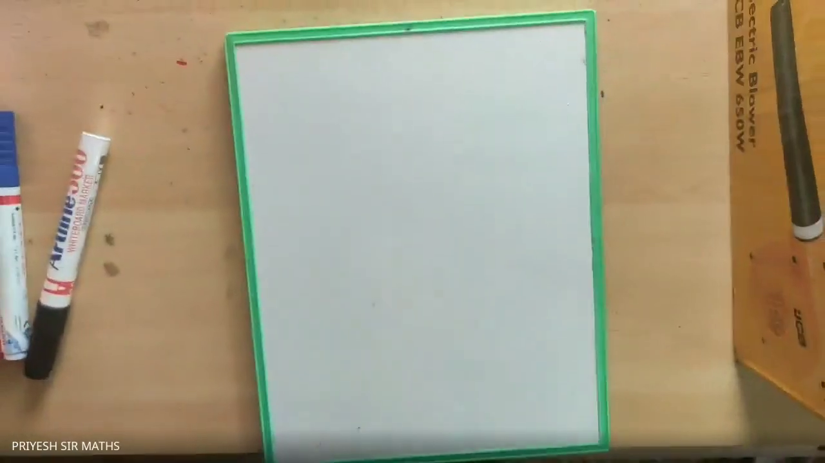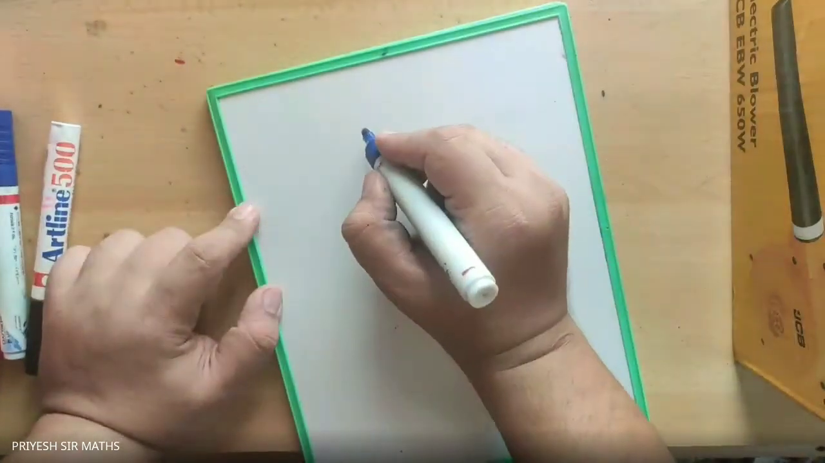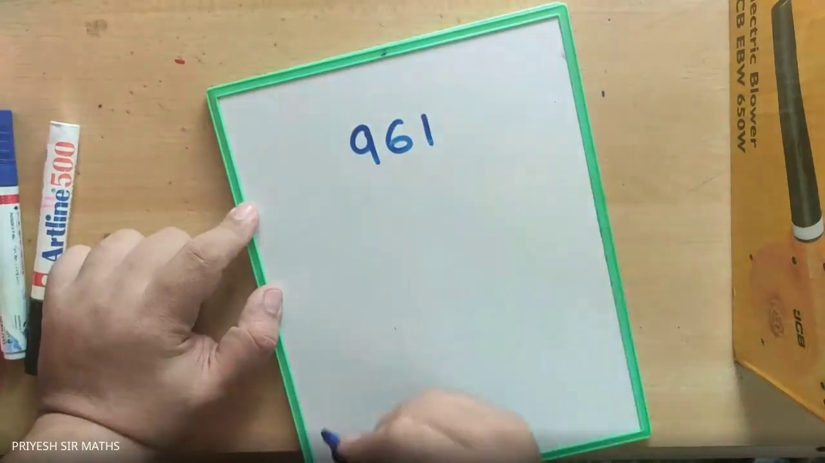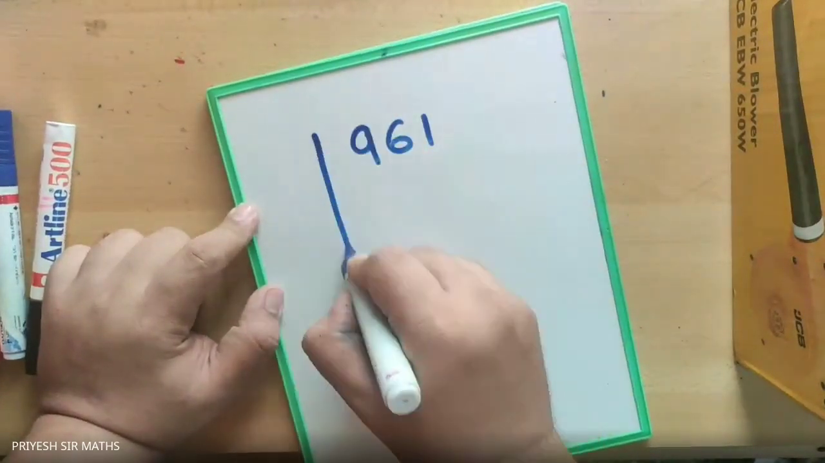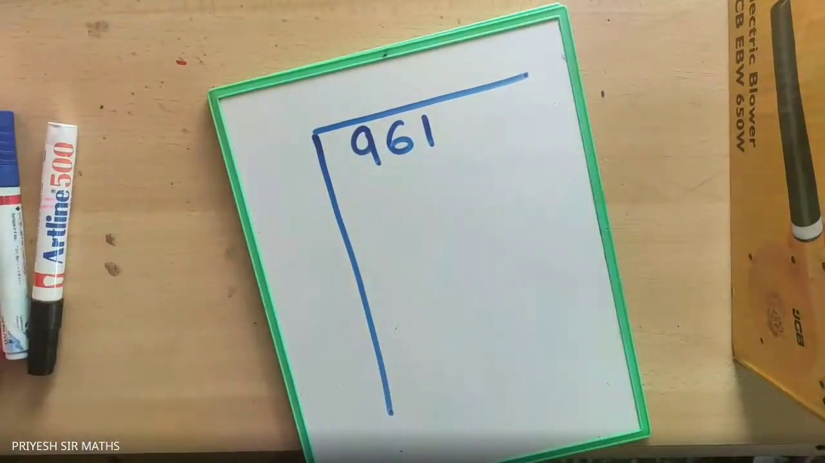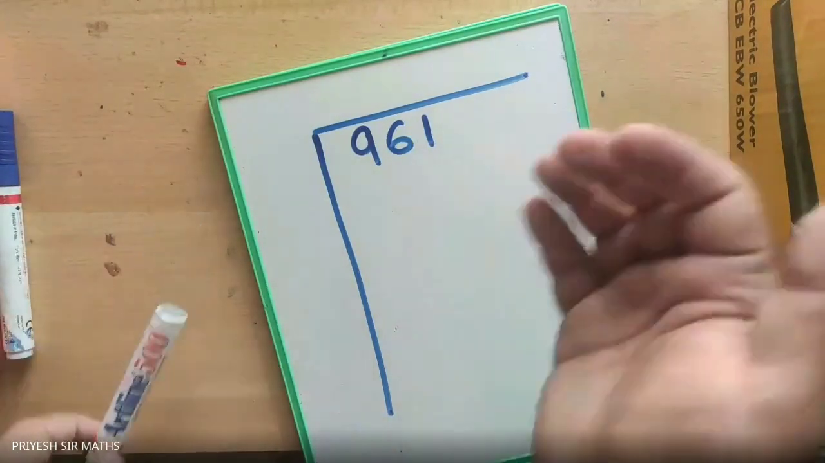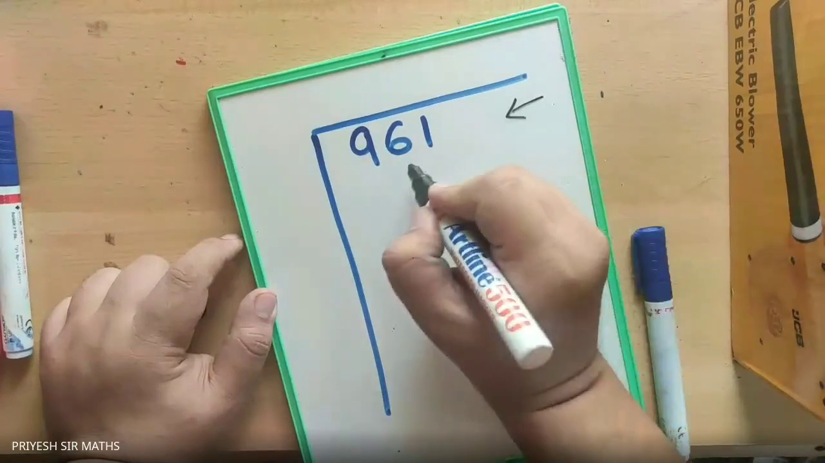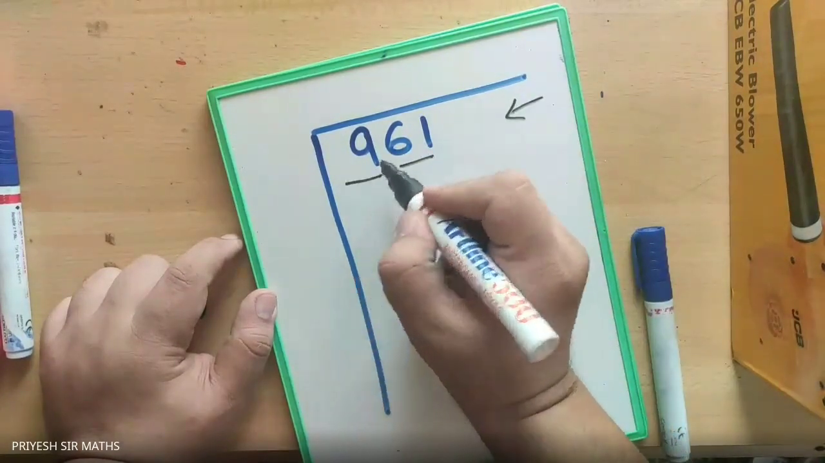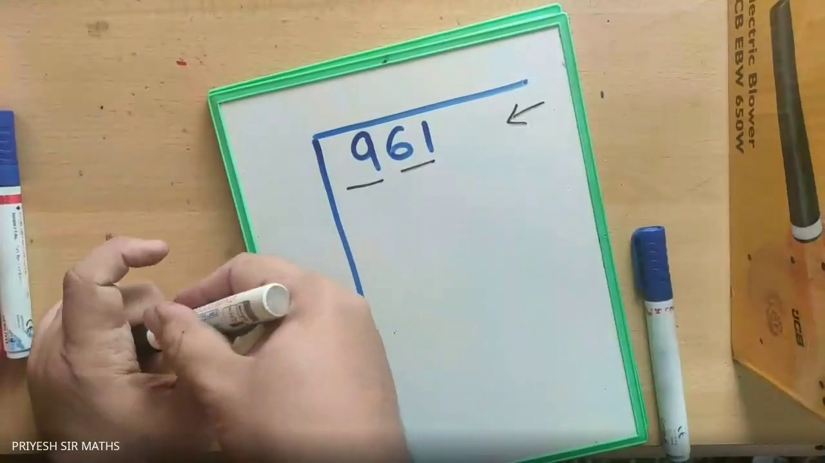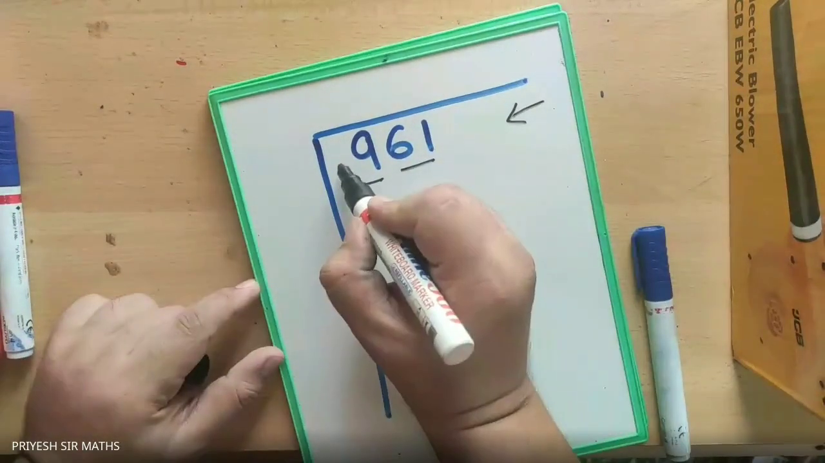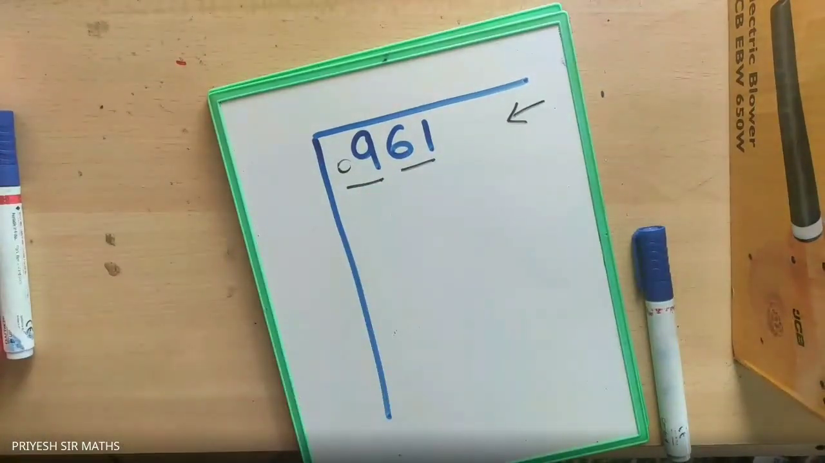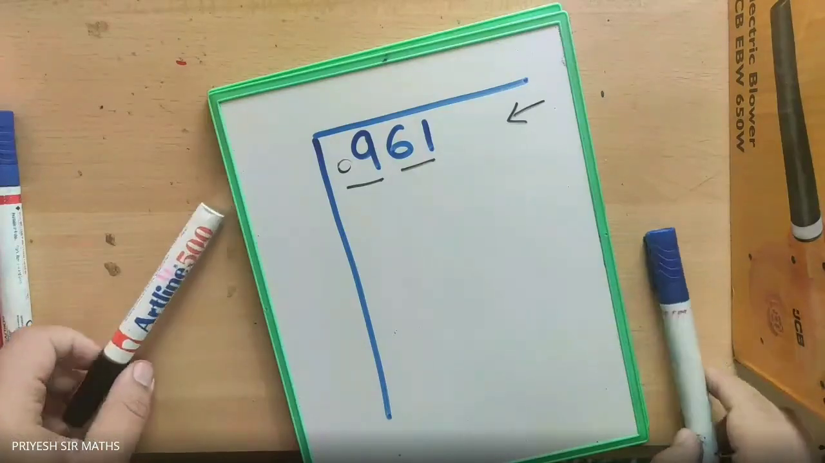The second example is 961. You have to find the square root of 961. So what we do, we form a pair. We form a pair from the right side, 2 digits pair. If we form a pair from the right side, we have one pair and the second pair. In the second pair, 9 is all alone. So it doesn't matter, it's okay. We consider over here that it has 0 in the front. Okay, so let us start.